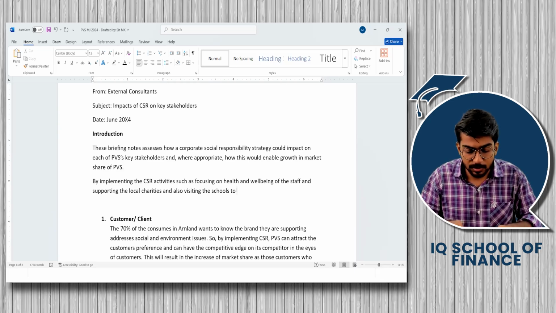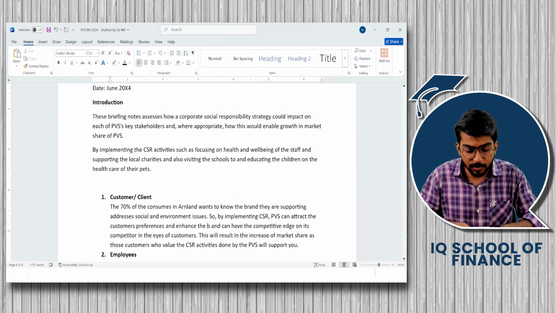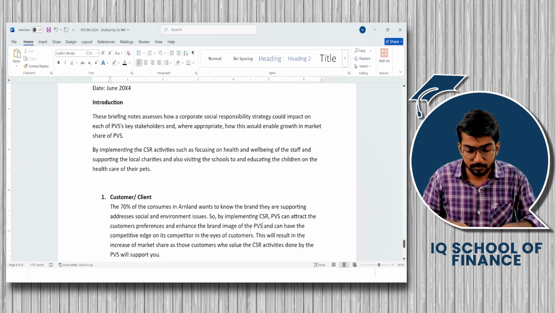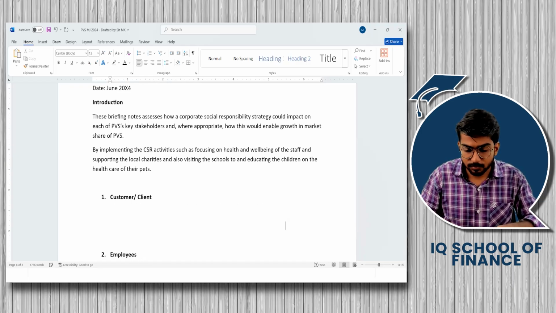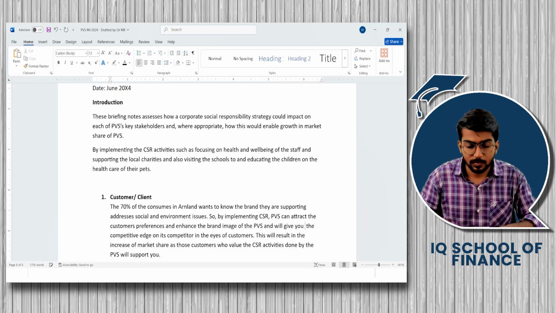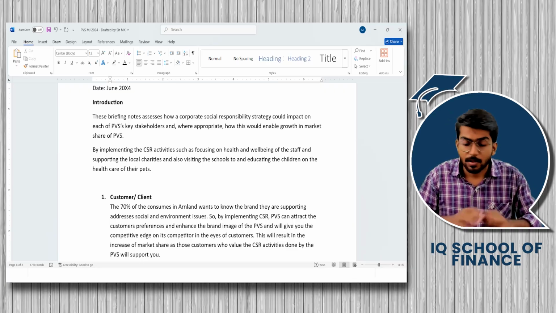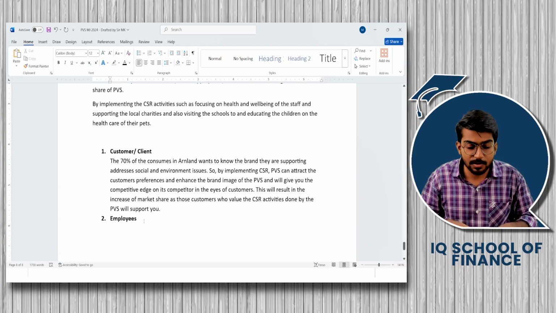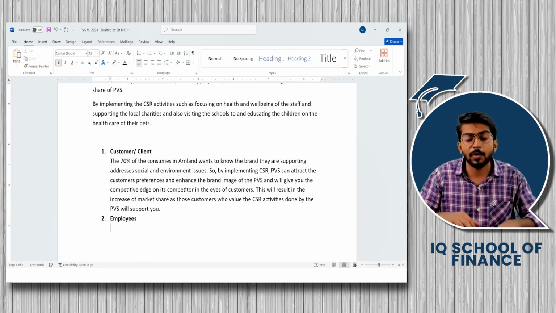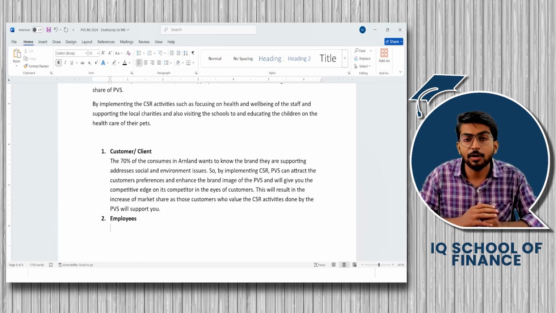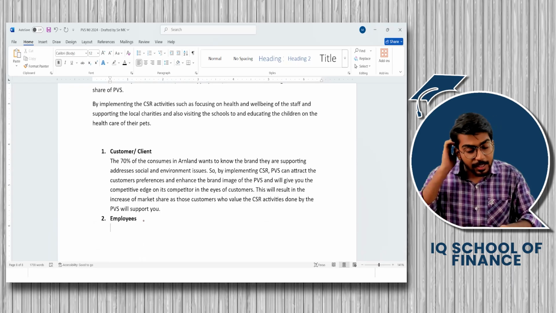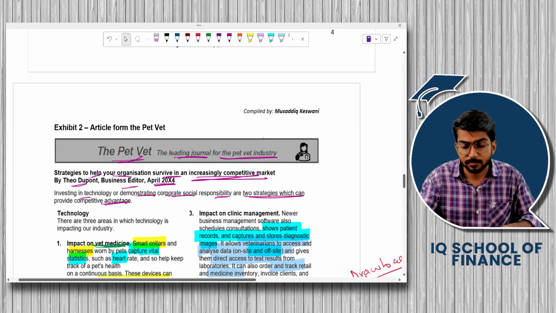Also, visiting the schools enhances the brand image of PVS and will give you the competitive edge. So, is there anyone who has drafted a point related to the employees? How it will have an impact on the employees? It is clearly mentioned in the exhibit.